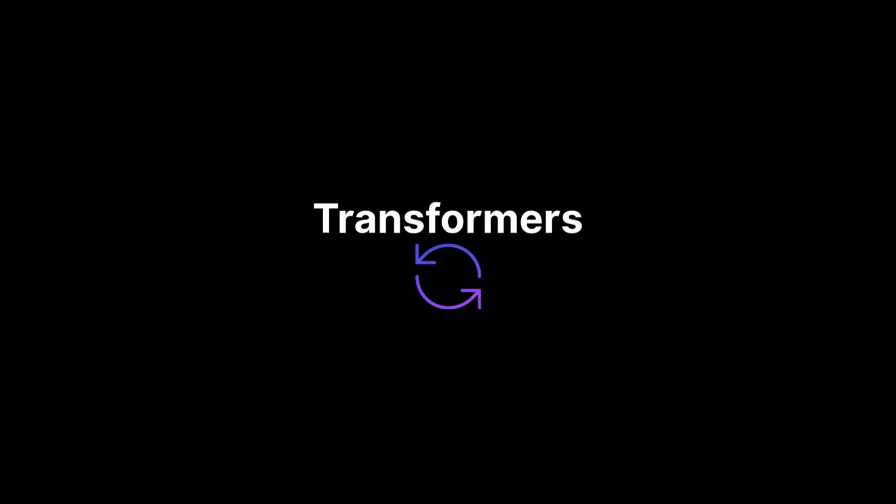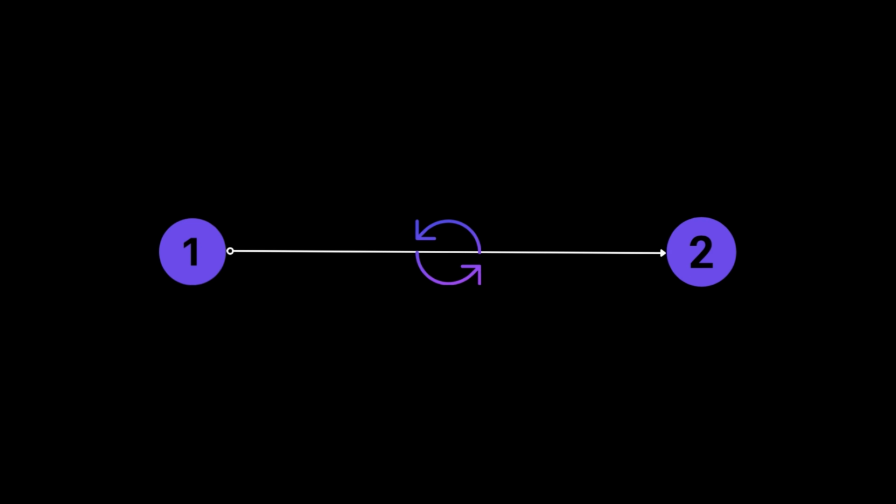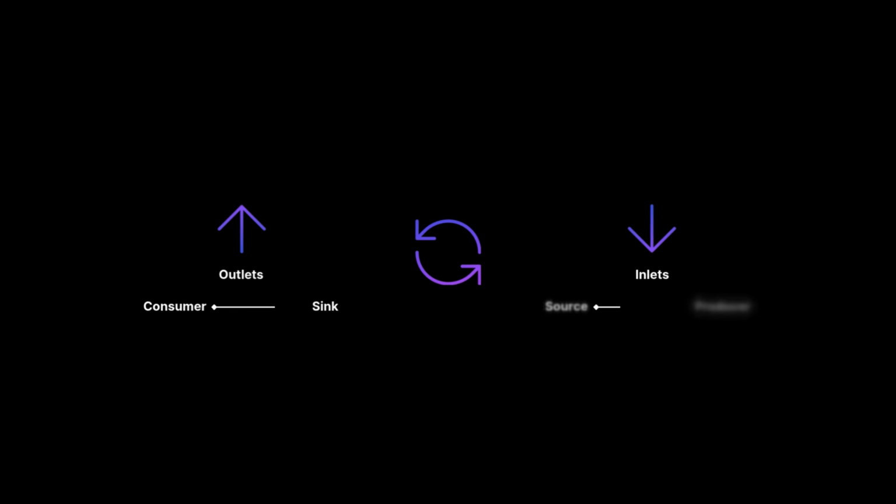When you need to modify, enrich, or restructure data as it flows through your inlet and outlet connectors, you can add components called transformers. Transformers are processing components that intercept messages within your data pipeline. Messages flow into the transformer where transformations are applied before being output to the next stage. In an outlet, it sits between your consumer and sink, and in an inlet, between your source and producer.